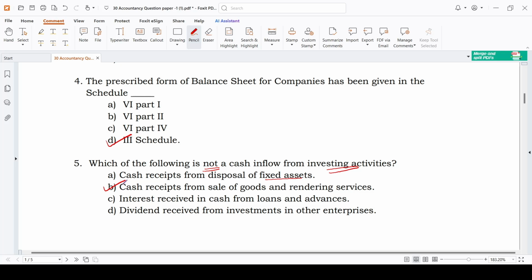Ma'am, then this is an operating activity. I told you anything related to day-to-day activities, anything related to incomes and expenses, operating; anything related to investment, anything related to fixed asset, investing; anything related to share capital, anything related to long-term borrowings, that is financing. Okay, next.